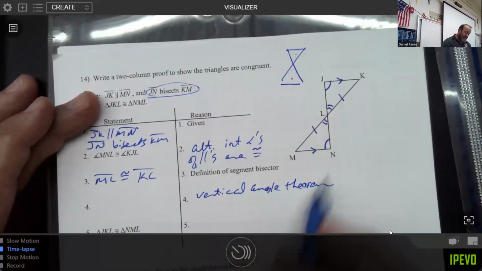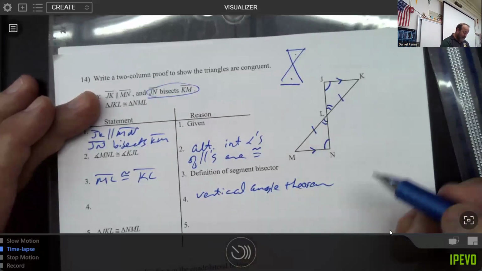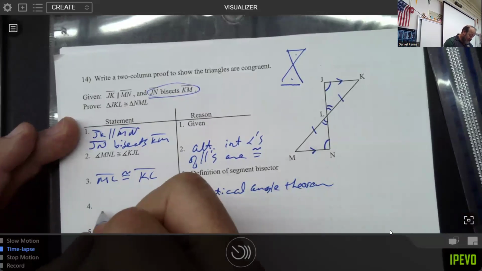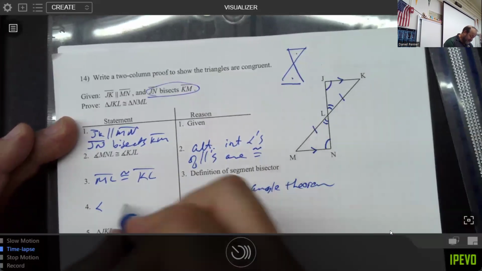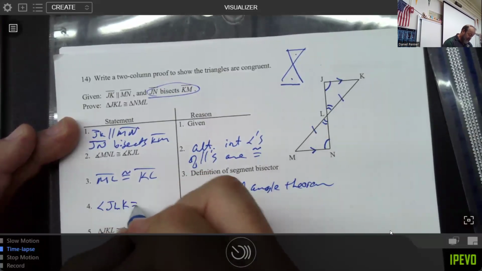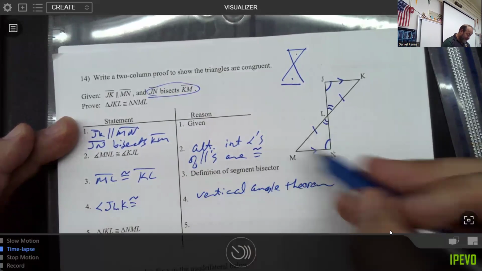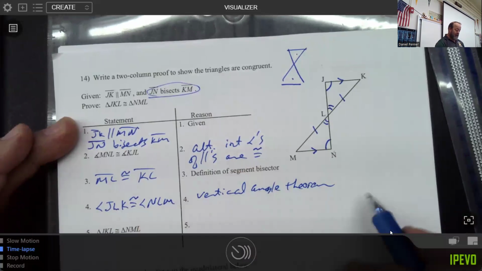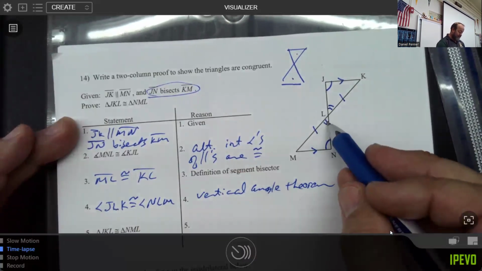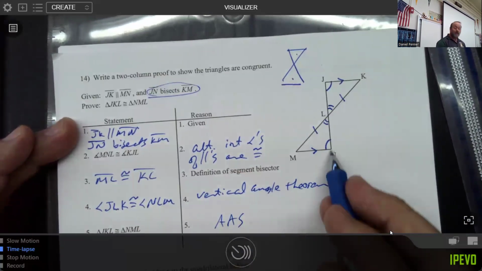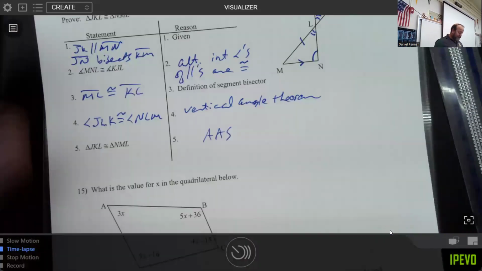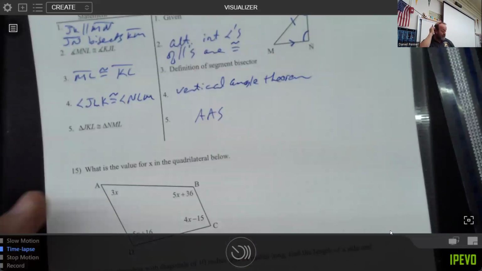And the vertical angle theorem simply says vertical angles are congruent. So everybody has their own way of doing this, but I'm going to go ahead and say angle JLK is the same as NLM by the vertical angle theorem. And now what we have is two angles and a non-included side, and we're done. Okay, we're getting there. Number 15 through 17 to go, and then we'll be done with this video.